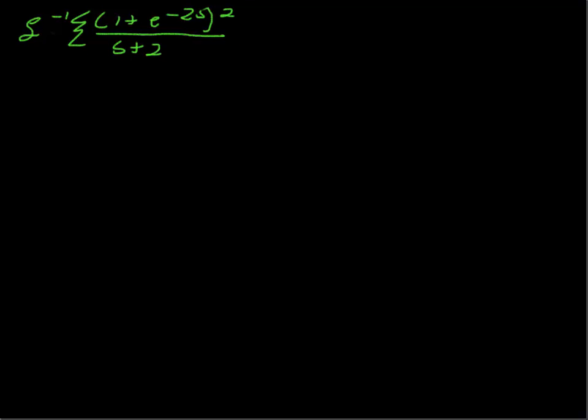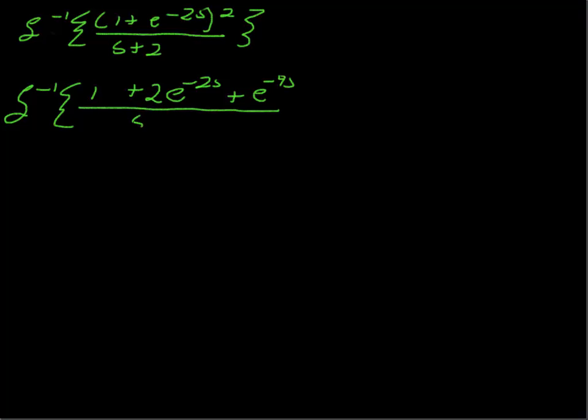Okay, the next problem, this is number 32 from section 7.3. Inverse Laplace of the quantity 1 plus e to the negative 2s squared over s plus 2. So we need to split this up as multiple fractions. So the numerator needs to be multiplied out. When we do this, we get 1 plus 2e to the negative 2s plus e to the negative 4s all over s plus 2.